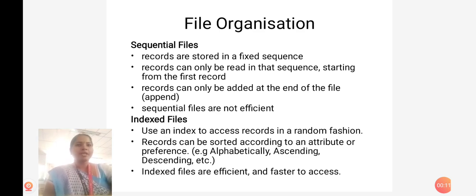So, file organization can be divided into several types. Now we are going to see about sequential files. Records are stored in a fixed sequence in the sequential file, whereas the records can only be read in that sequence starting from the first record. Records can only be added at the end of the file. That is, added in the sense of combining two records together, that is appending at the last. Sequential files are not efficient files.